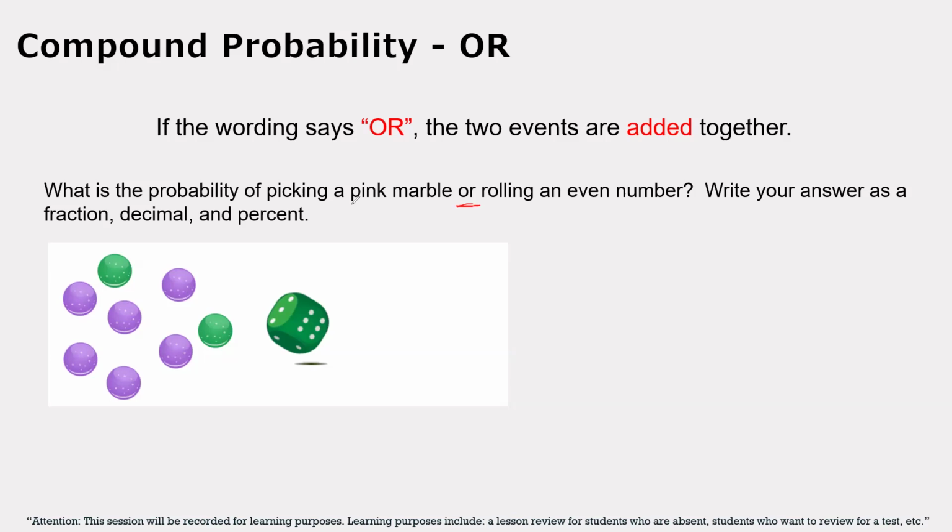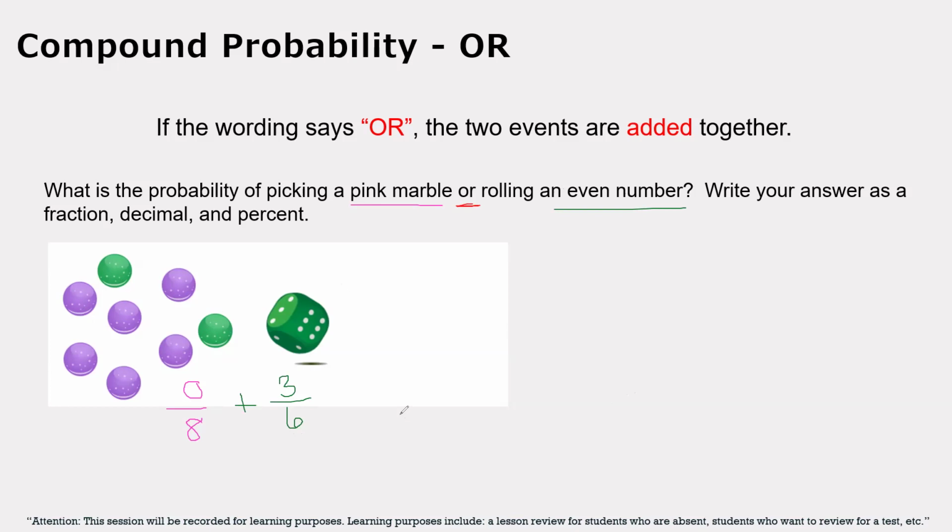Well, our probability of rolling a pink marble hasn't changed. None of them are pink. So 0 out of 8 are pink. And then our chances of rolling an even number are still 3 out of 6. Now, because it's one or the other, we need to add these.